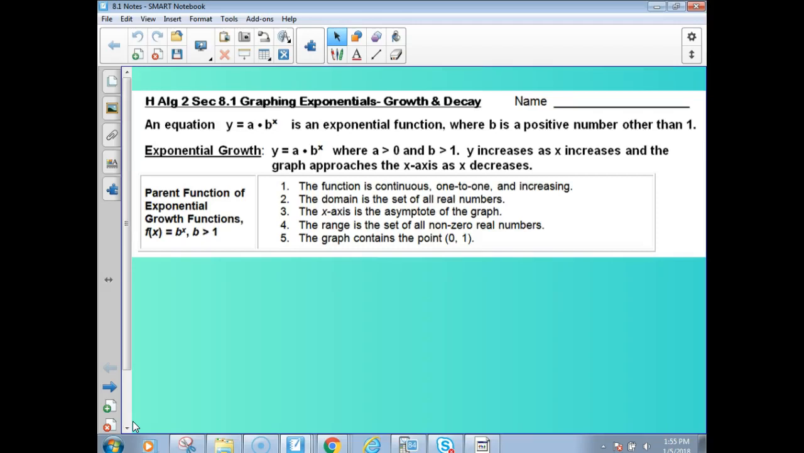Okay, Unit 4 begins with Section 8.1, which is on growth and decay. We're going to need to learn how to graph and to recognize the equations and what you can tell just from looking at the equation.